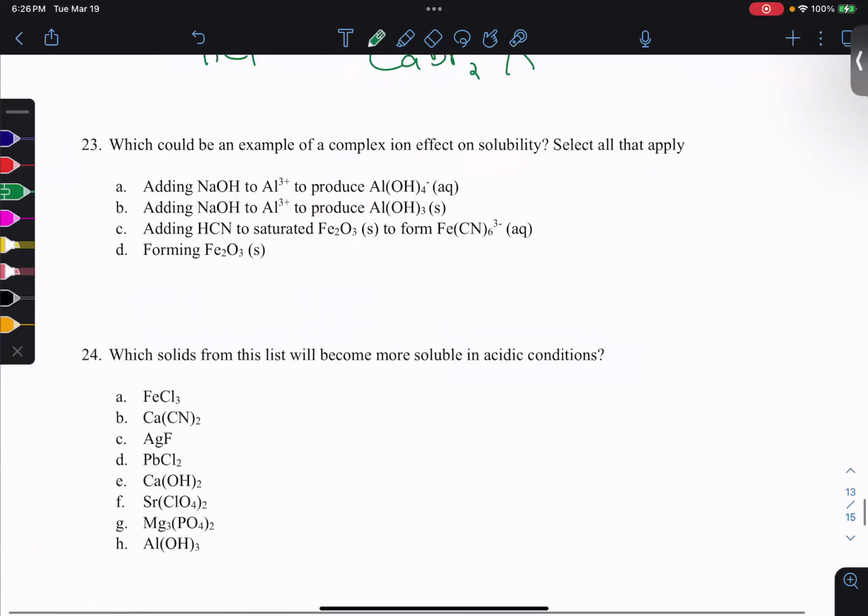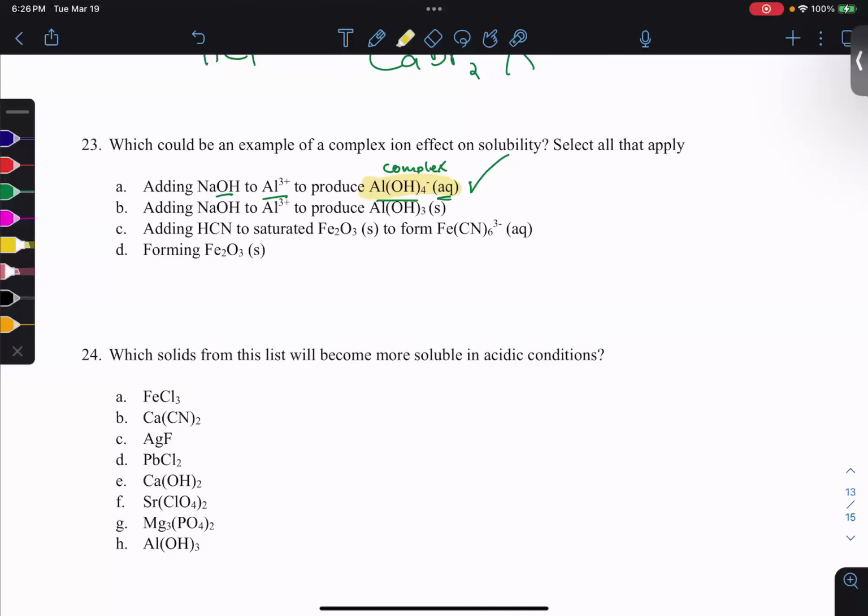All right, 23, what would be an example of complex ion formation effect on solubility? So remember, complex ion formation typically does what to the solubility of things? It increases things. So adding sodium hydroxide to aluminum 3+ to produce the aluminum hydroxide complex. Is that an example of complex ion formation? It is, because we are forming an aqueous complex. This is the complex, the thing that is aqueous. Because typically when we combine metals and hydroxides, they make solids, kind of like the next one.